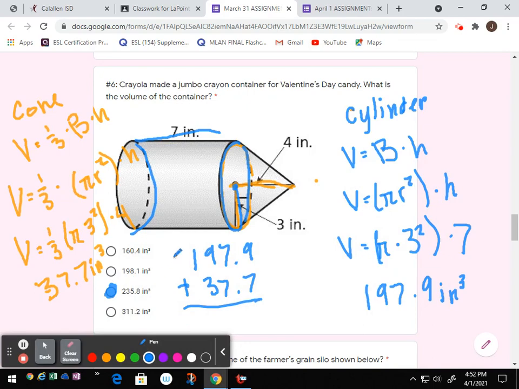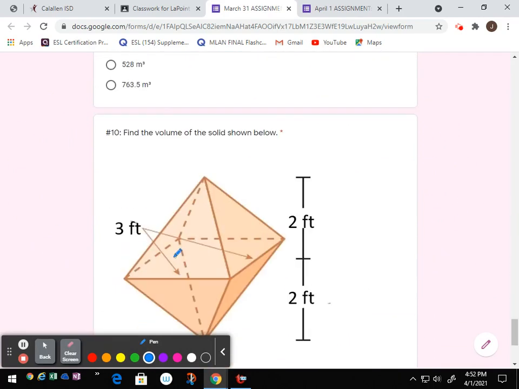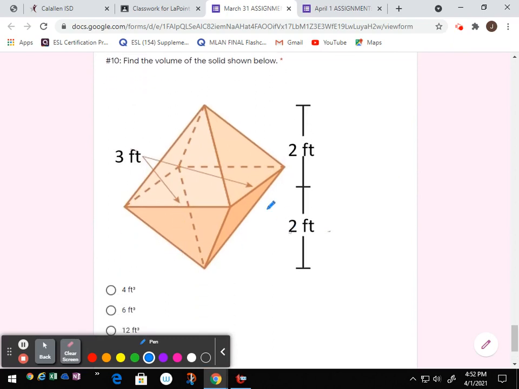The last question we're going to do is question 10. All right, question 10. We have: find the volume of the solid shown below. As you can see, we have two, looks like square pyramids, because this side right here is 3 and this side is also 3. So if we have two common side lengths, we know this side's 3, this side's 3, so we have a square pyramid. We have 2 of them. So let's find the volume of one square pyramid and we'll multiply it by 2 at the end.